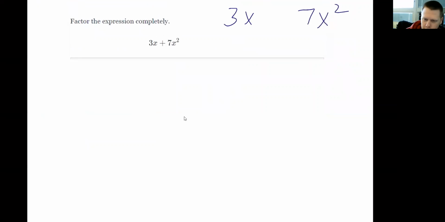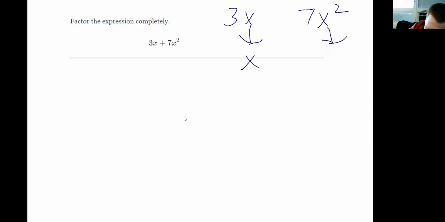We want to see what they have in common. Well, first off, 3 and 7, you can't break these down. These are called prime numbers. The only thing that multiplies to 3 is 1 and 3. The only thing that multiplies to 7 is 1 and 7. So in terms of numbers, we're not really going to have anything in common, or they have a 1. But we want to look at the variables. I mean, x is just x.